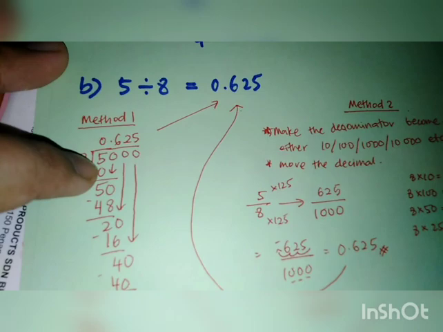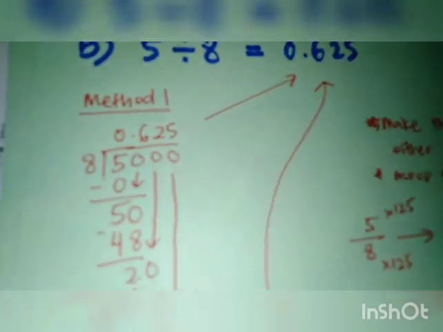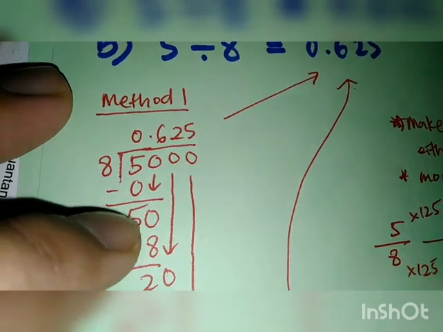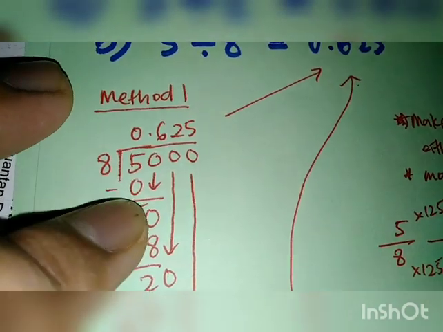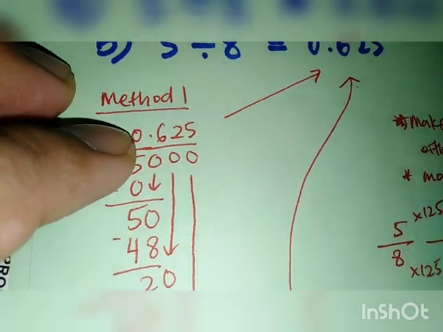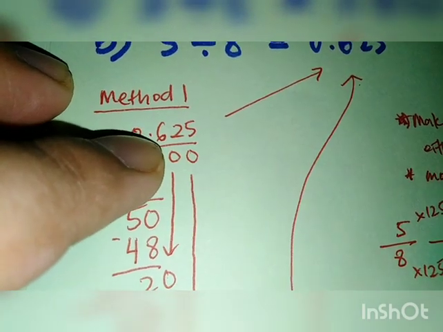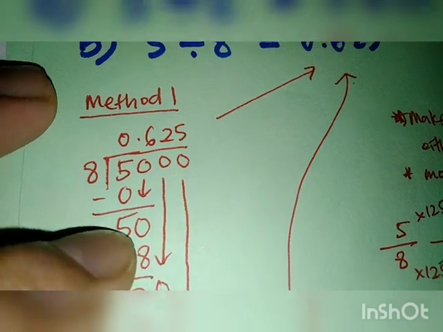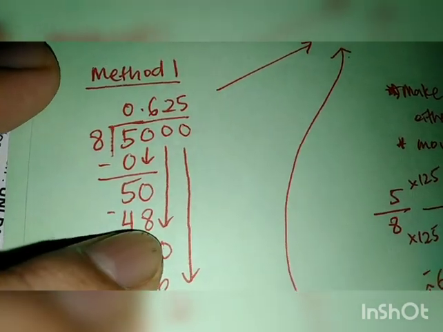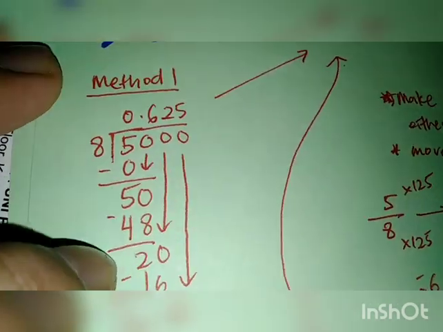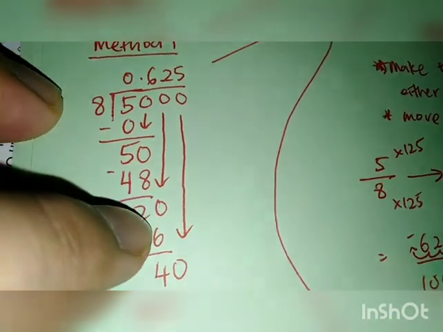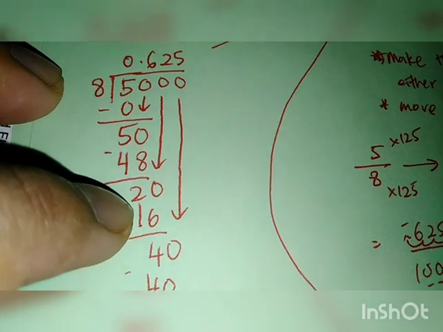So here 5 divided by 8. So 5 is smaller than 8. So 5 cannot divide by 8. So I just put 0 down here and also at the top, and then the decimal here. So put 0 down, it will be 50. The nearest to the 50 is 48. So 8 times 6, you will get 48. So 50 minus 48, you will get 2. So bring down 0, put another 0 here, it will be 20.